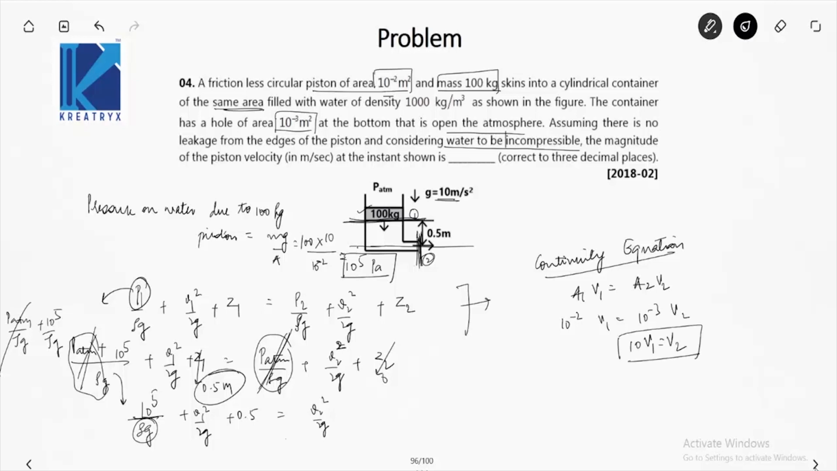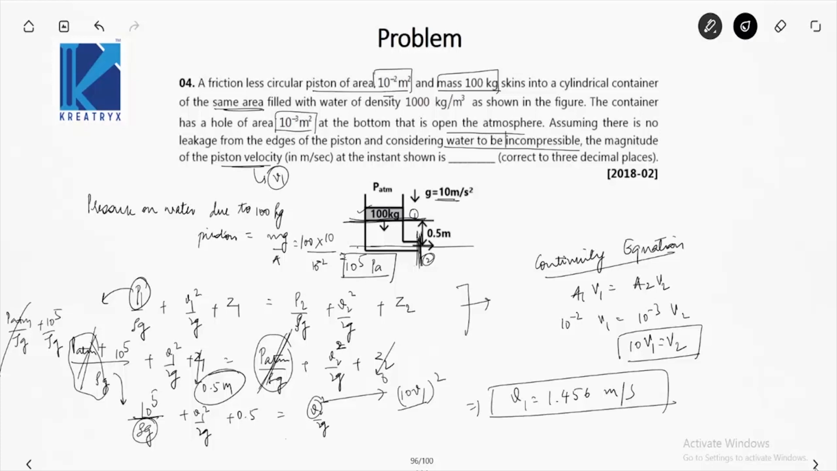Now we have to find the velocity of piston. See the piston velocity, which is v1. So replace v2 in terms of v1. That will be 10 v1. So when you solve it, you get v1 as 1.456 meter per second.